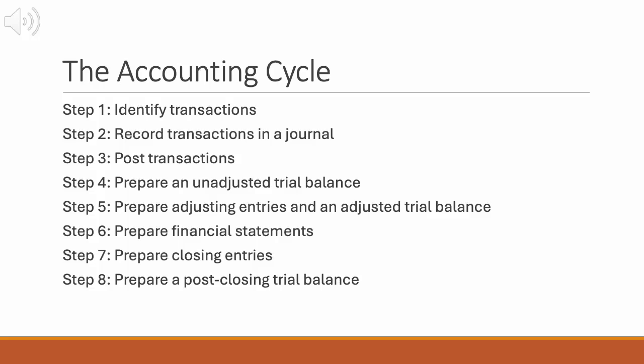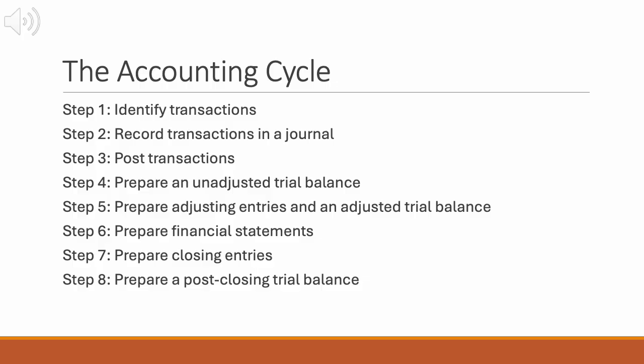Accounting is like telling the financial story of a business step by step. Let's walk through the cycle together. Step 1. Identify transactions. First, we identify what happened. Did the business sell something, buy supplies, pay salaries? Every event that affects money must be recognized as a transaction.